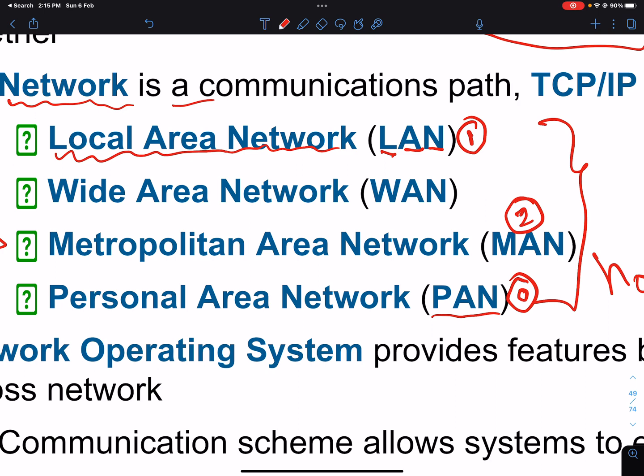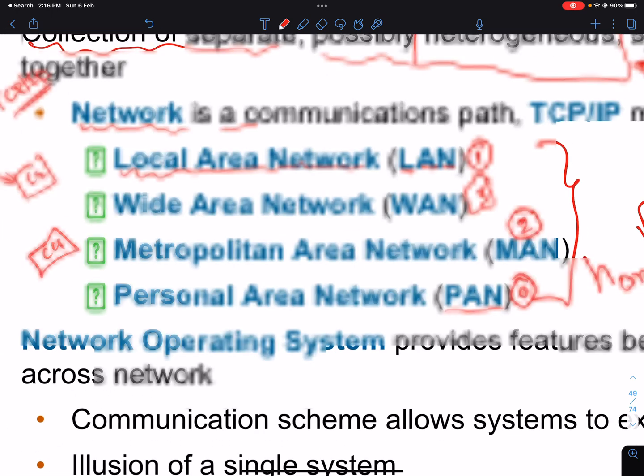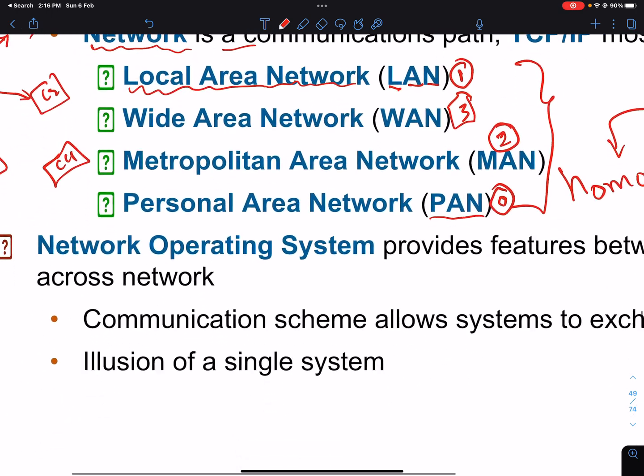The biggest one that is not really limited by area is the wide area network. The wide area network could be a whole country, it could even be a whole region or a continent. Okay, it's not really bound by space.